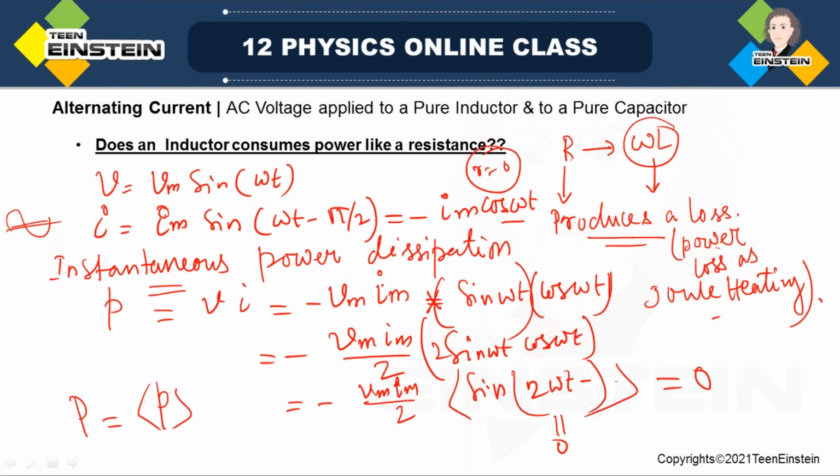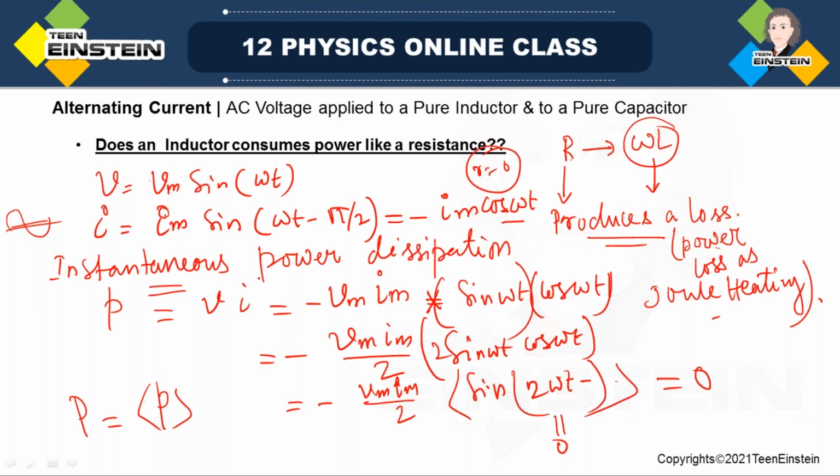Wattless current means there is no average power loss due to the current flowing in this, or there is no heating in the circuit if a pure inductive circuit is connected with an AC source. Okay, there will be no loss of power. That current in the circuit will be called wattless current. We will be learning this again, wattless current and all.